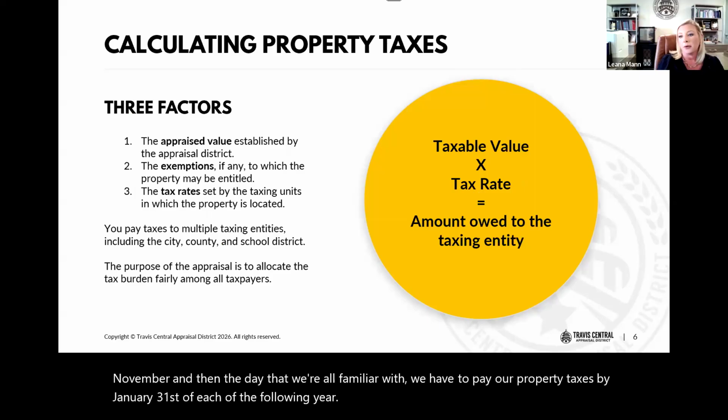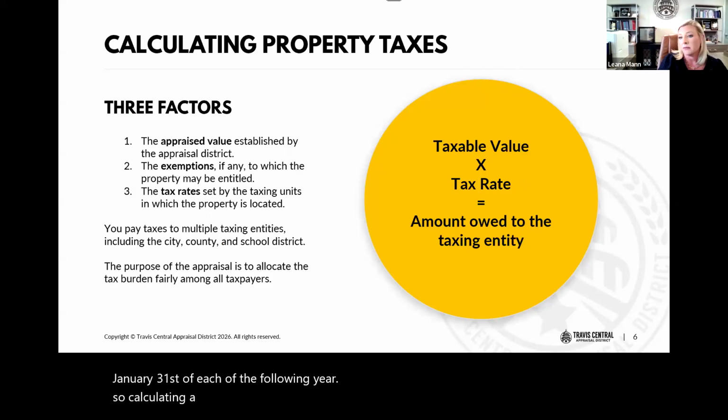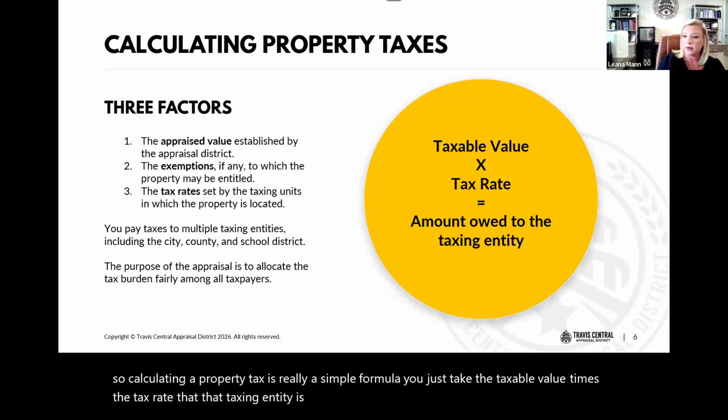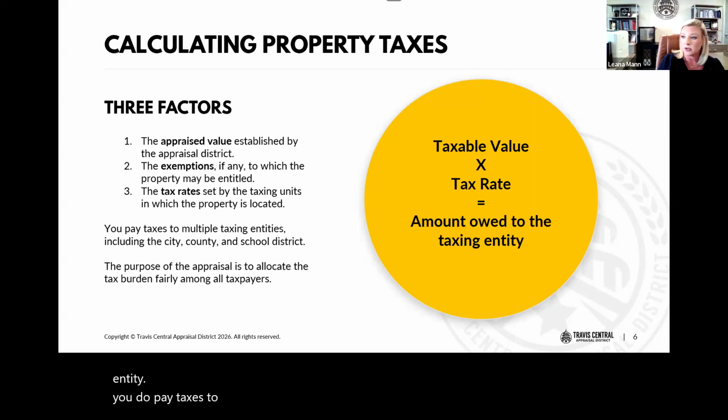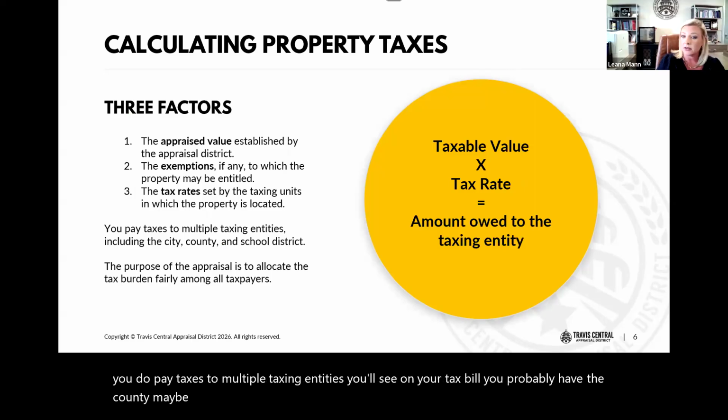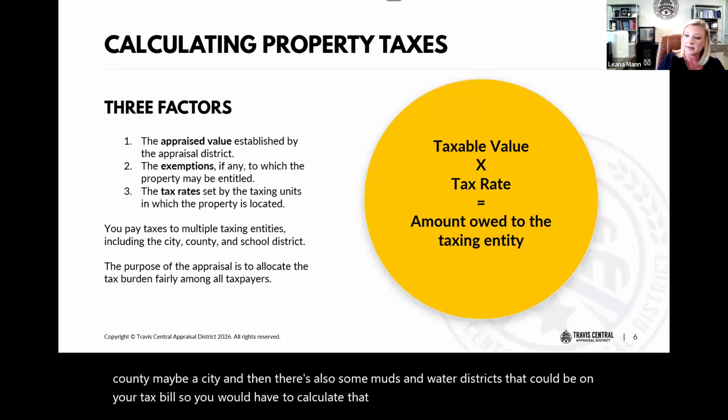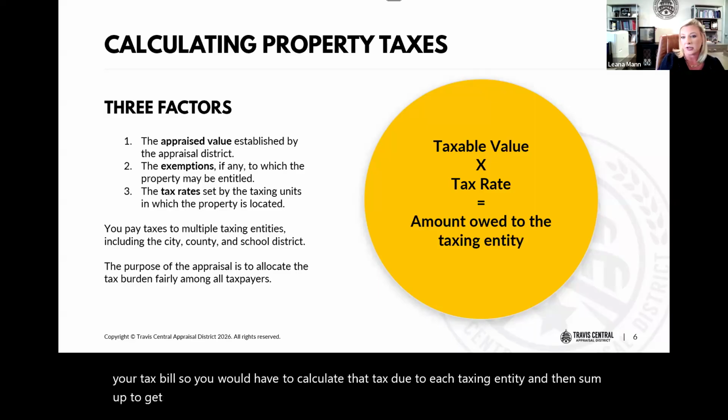So calculating a property tax is really a simple formula. You just take the taxable value times the tax rate that that taxing entity has set, and that gives you the amount owed to that taxing entity. You do pay taxes to multiple taxing entities. You'll see on your tax bill, you probably have the county, maybe a city, and then there are also some MUDs and water districts that could be on your tax bill. So you would have to calculate that tax due to each taxing entity and then sum up to get your total tax bill that you're going to pay for the year.